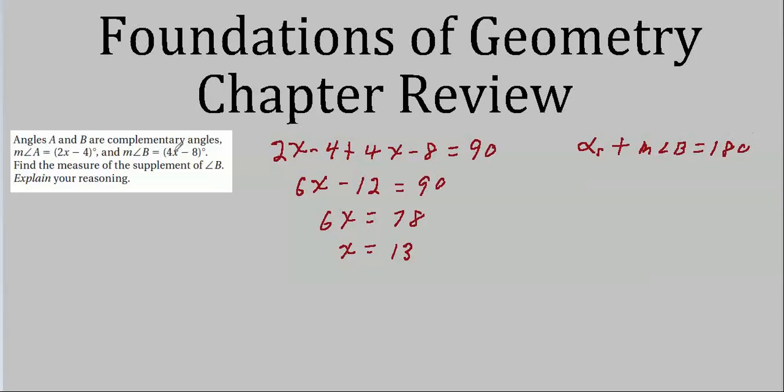4 times 13 minus 8. 40 and 12 is 52. Minus 8 is 44. See if that's right. It's easy to check. We'll just punch it in over here. 2 times 13 is 26 minus 4. No, that's not right at all. Let's try this again. Of course, they're not supposed to be equal.